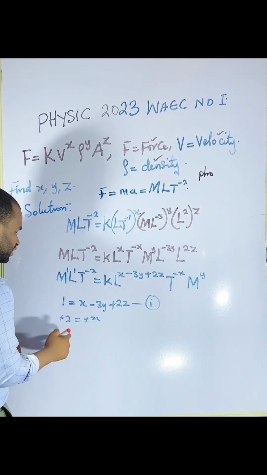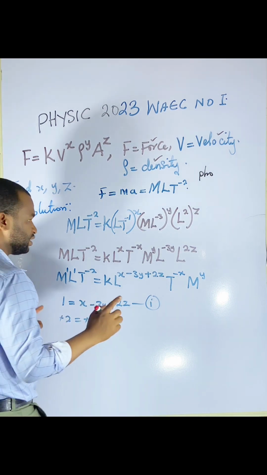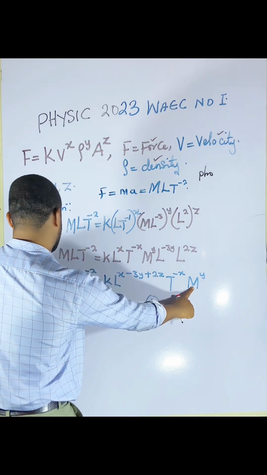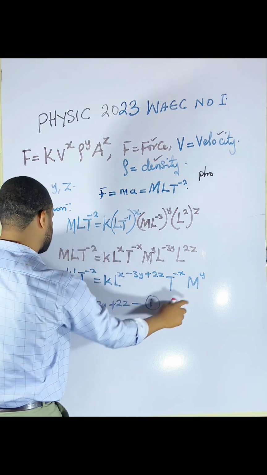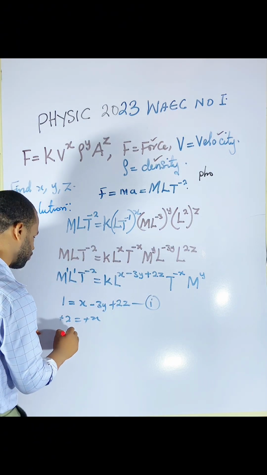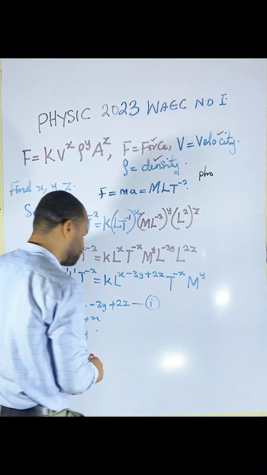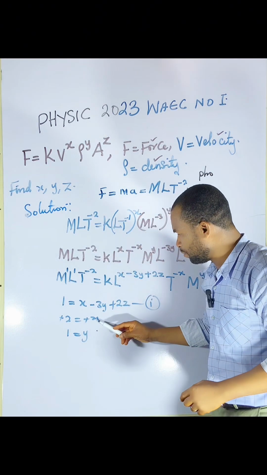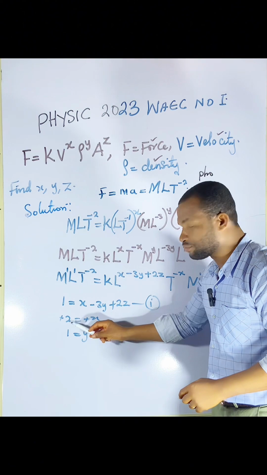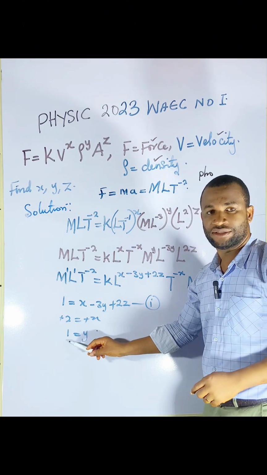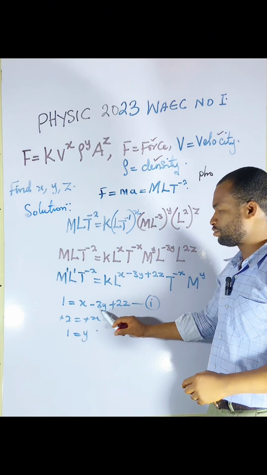So simply put, x is equal to 2. The next one is M. M has a power of 1, so y is going to be equal to 1. Therefore, 1 = y. Now I have found the value of x. x is 2, y is 1, and the remaining is z, so I am going to find the value of z.